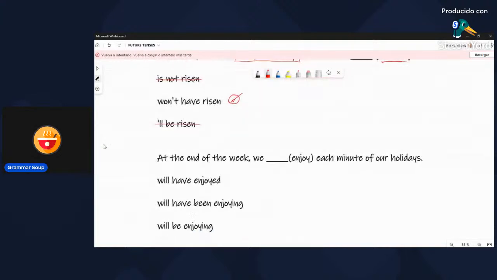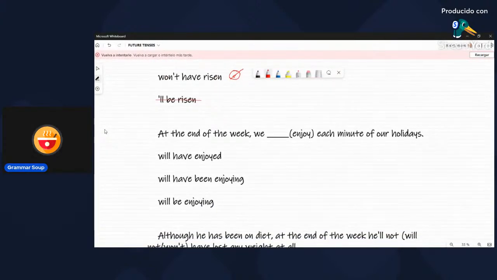Okay, and finally, the last one. At the end of the week, we enjoy each minute of our holidays. At the end of the week, we each minute of our holidays. So we can say that this person already completed this action. At the end of the week, we will have enjoyed.